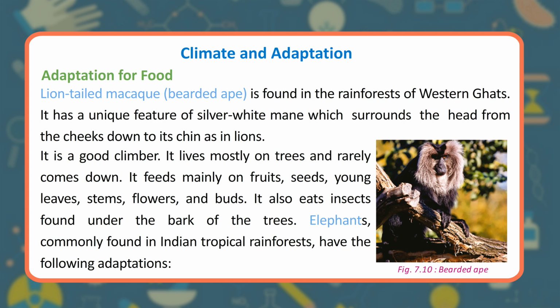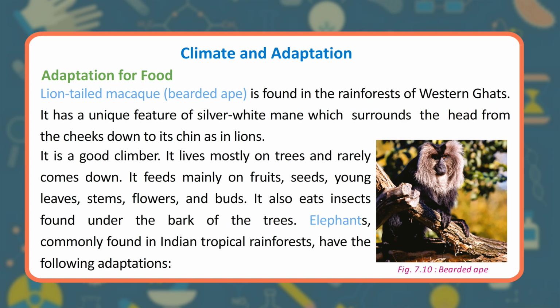Lion-tailed macaque, bearded ape, is found in the rainforests of Western Ghats. It has a unique feature of silver-white mane which surrounds the head from the cheeks down to its chin as in lions. It is a good climber. It lives mostly on trees and rarely comes down. It feeds mainly on fruits, seeds, young leaves, stems, flowers, and buds. It also eats insects found under the bark of the trees.